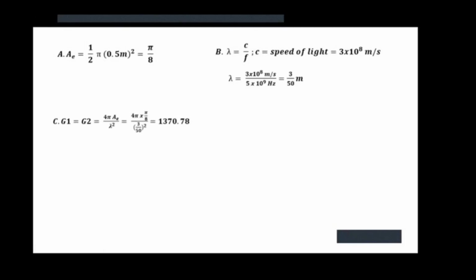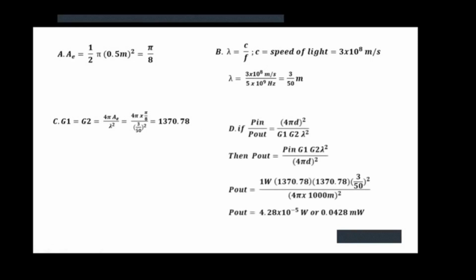Okay. So for letter C, we'll be computing for the antenna gain 1 and gain 2. So our antennas have similar radius. So just their radius is 0.5 meter. So the formula for antenna gain is 4 pi effective area over lambda squared. So for the effective area, we already got that. So that's pi over 8, just substitute. And for the wavelength, we have 3 over 50 squared. So if you will be entering this in our calculator, we'll be getting 1370.78. Let us remember that our gain has no units because it is a ratio.